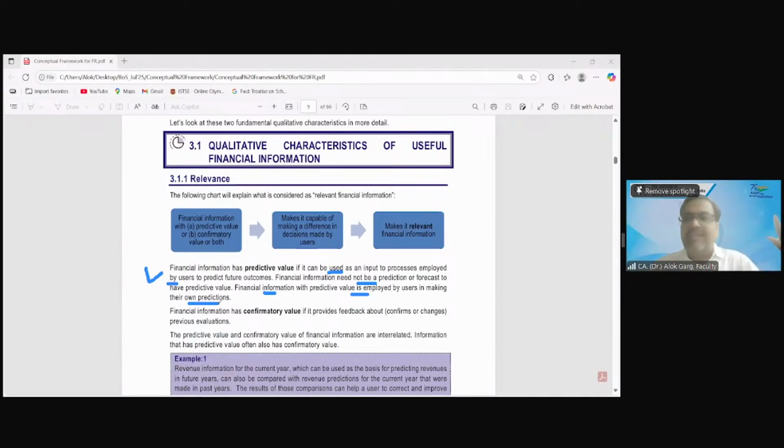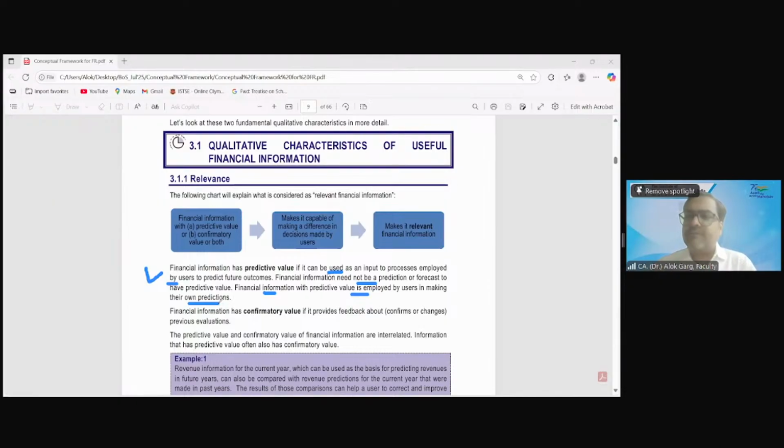You do not have to give the future numbers. Management is not responsible, it is not obligated to present that in future. Like every company is preparing their budget, but they are not required to publish their budget to the public. But the financial information is in such a manner that it will provide a predictive value, meaning the important disclosure, the qualitative aspect needs to be provided.